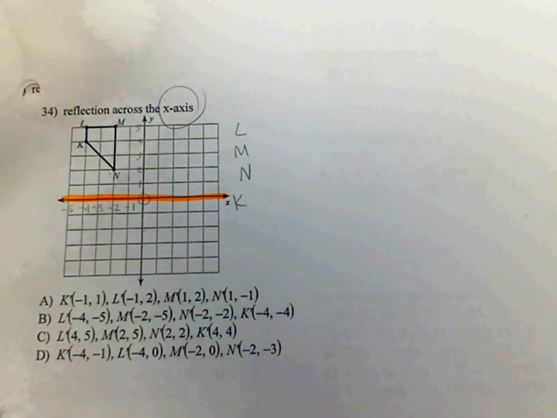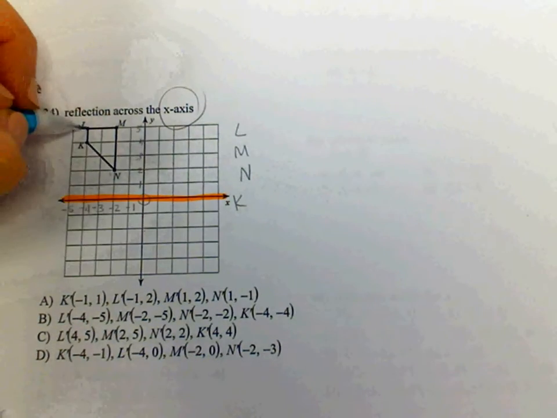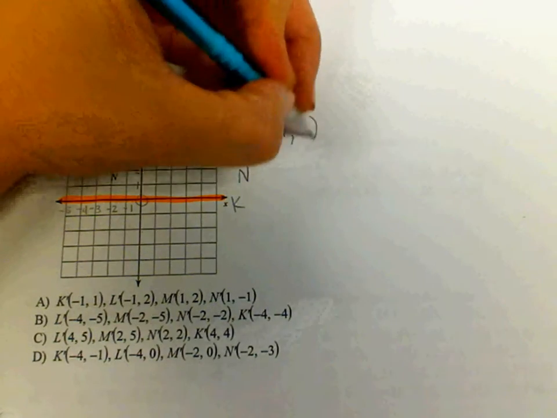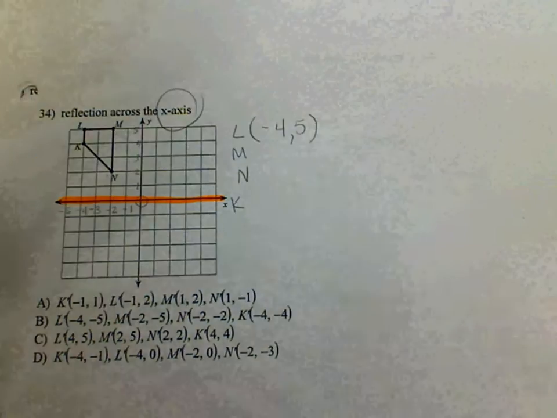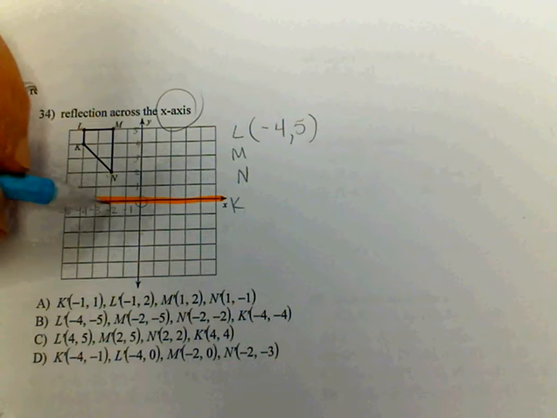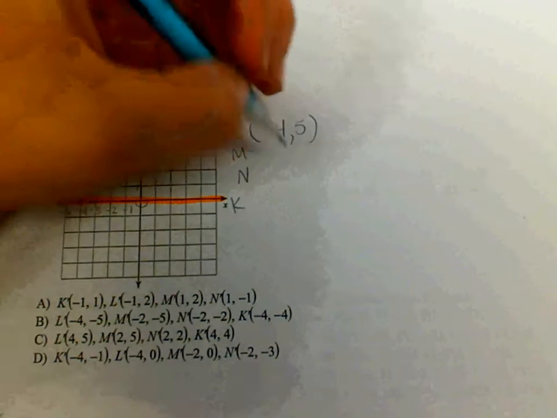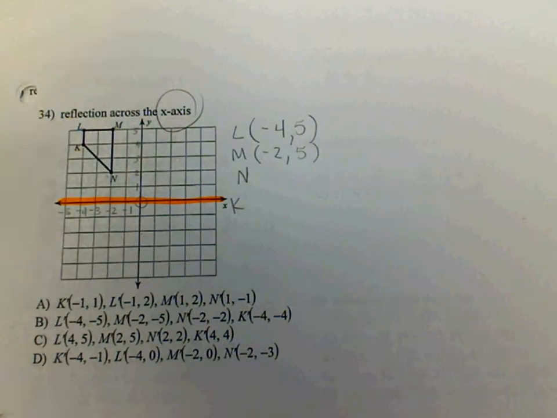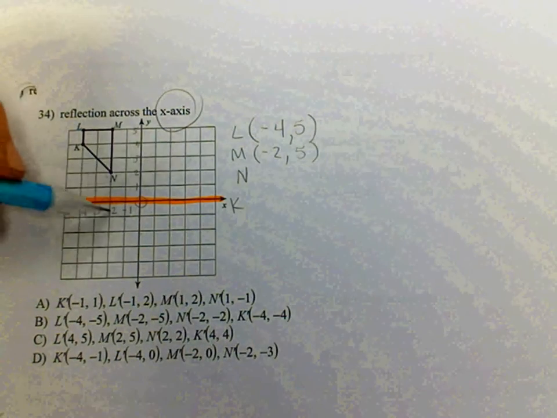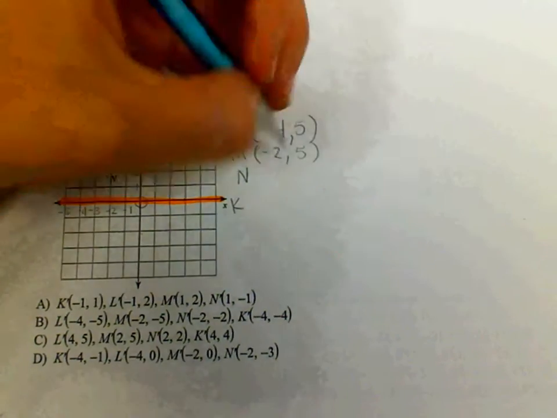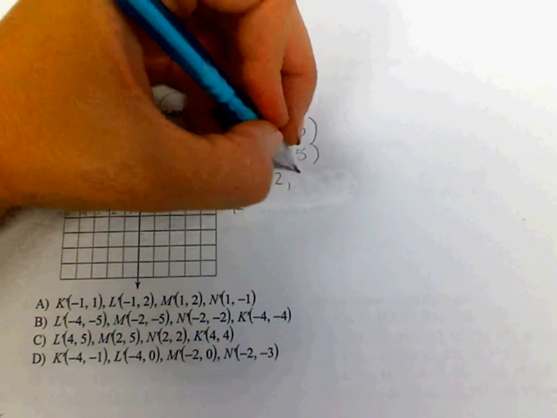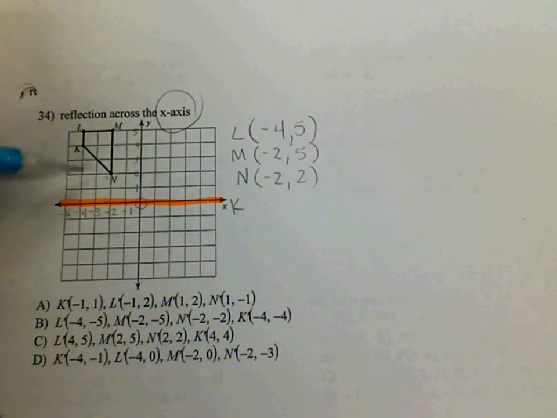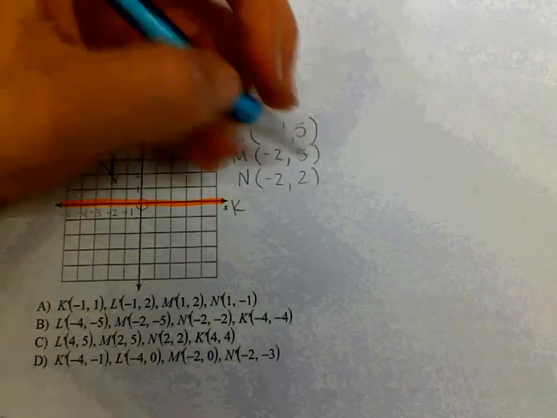Okay, so for L, it's -4 and 5. Okay, M is -2 and 5. N is -2 and +2. And K is -4 and +4.